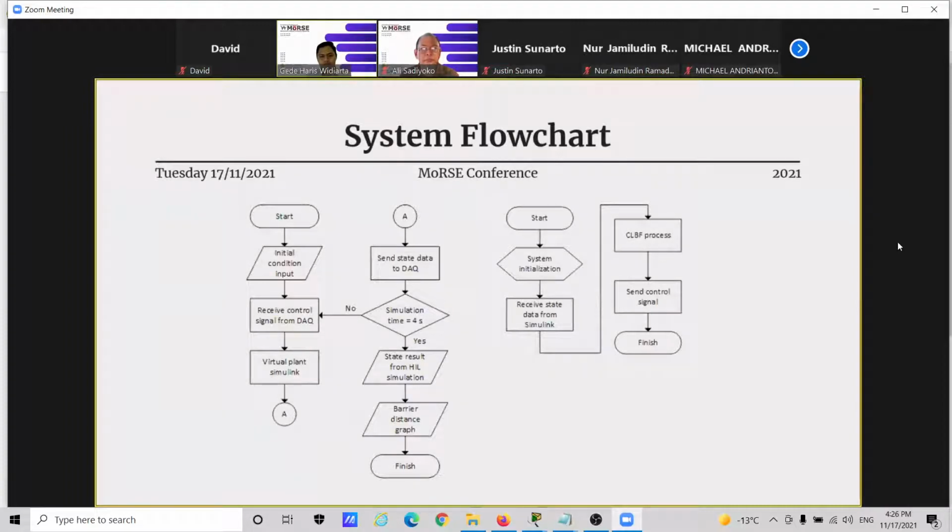So on the right side is the flowchart for the Arduino. The initial stage initializes the system by declaring control parameter values, and then Arduino receives the output state from the Simulink with the AKI. From the value received, the process of the CLBF method continues and produces control signal outputs, which are then sent to Simulink via the Arduino PWM pin and the AKI device.